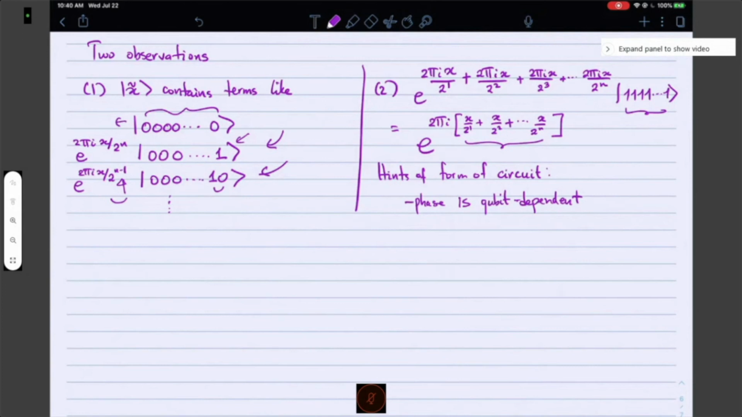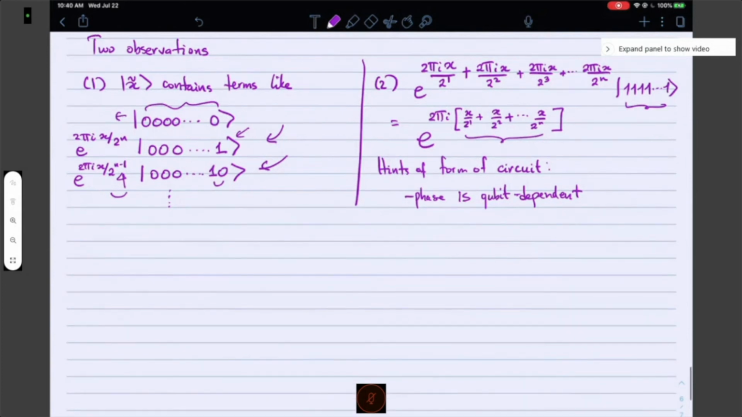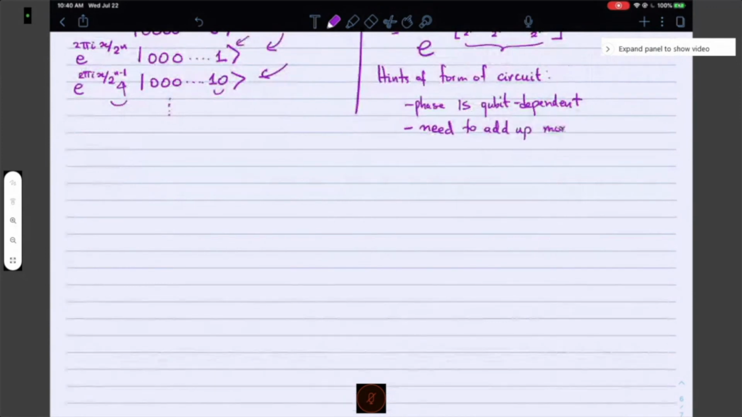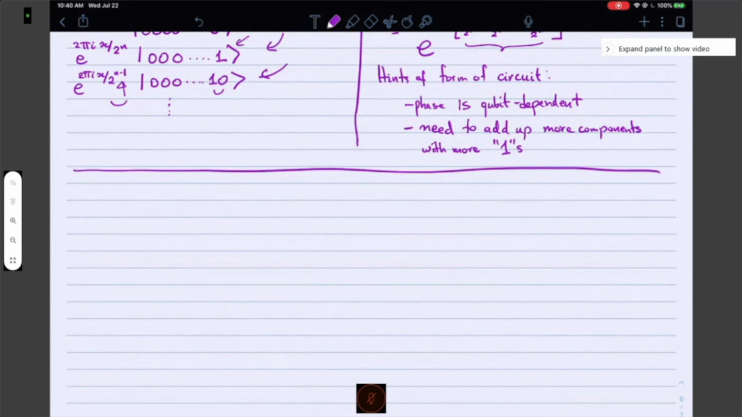So it seems like you need, let me scroll up. You need to add up more components with more ones. Okay, that's another useful tip to think about. So I'm going to show you the two ingredients I'm going to use to build out this quantum circuit. Two ingredients.